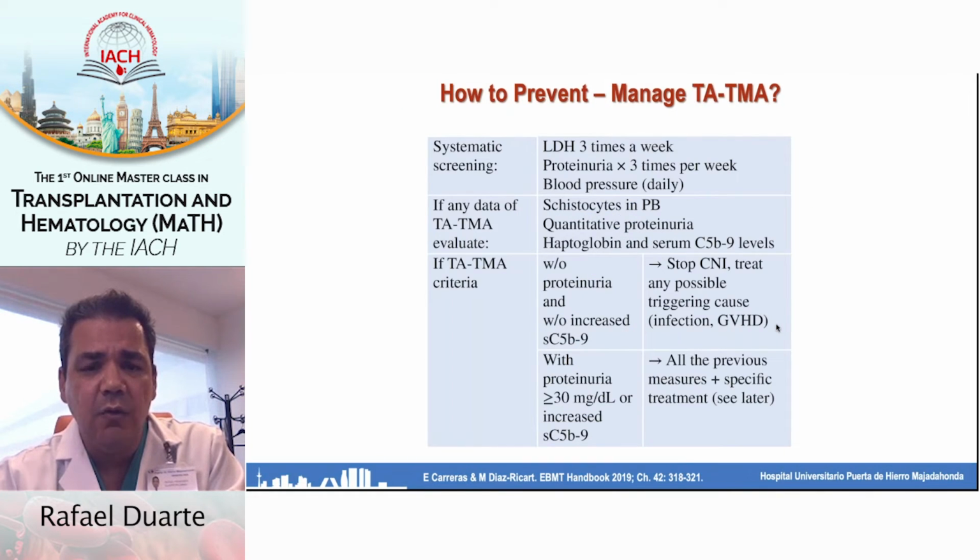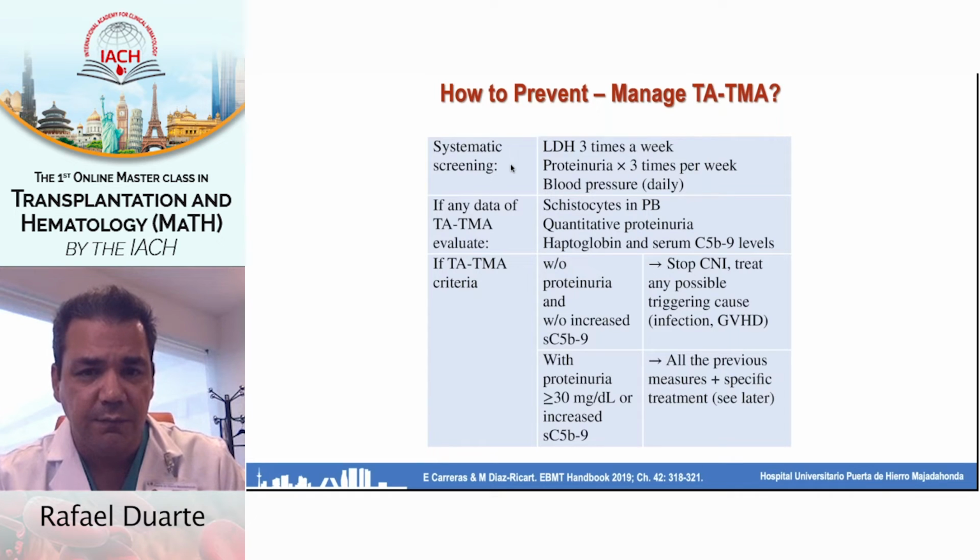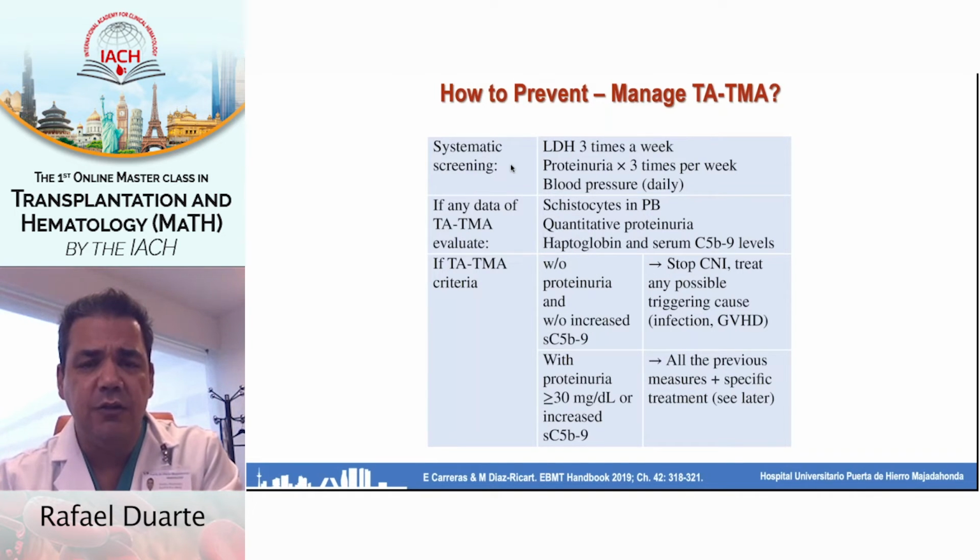And I'd like to go first on how to prevent and manage TA-TMA. Systematic screening, and these are the recommendations that come from Enric Carreras and Maribel Diaz-Ricart in the chapter in the EBMT handbook, the most recent edition from last year. So this is a broad recommendation for managing these patients. First, LDH 3 times a week, proteinuria 3 times per week, and blood pressure daily. And proteinuria perhaps is the thing that many of the centers don't normally do as a screening on a regular basis in patients.